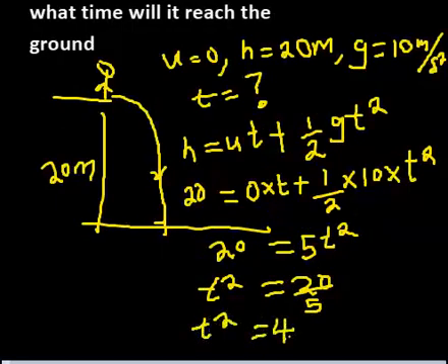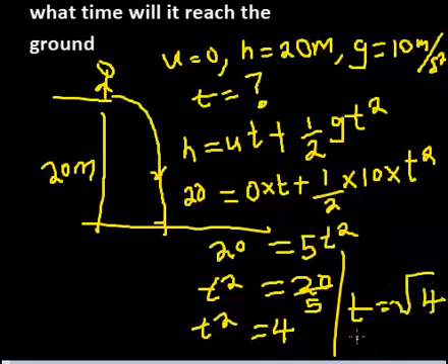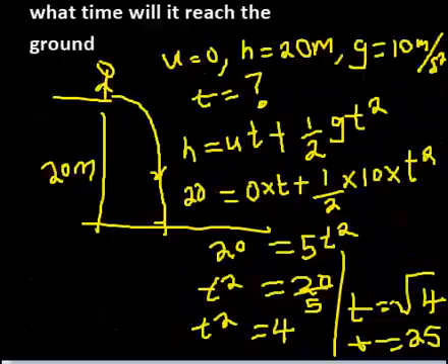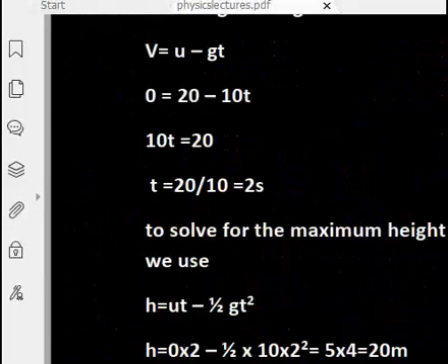That's 4. And of course, because this is t squared, for me to get t, I'm going to have the square root of 4. t will be equal to 2 seconds. All right, so I hope that is well understood. Is there any other question we're going to work on?